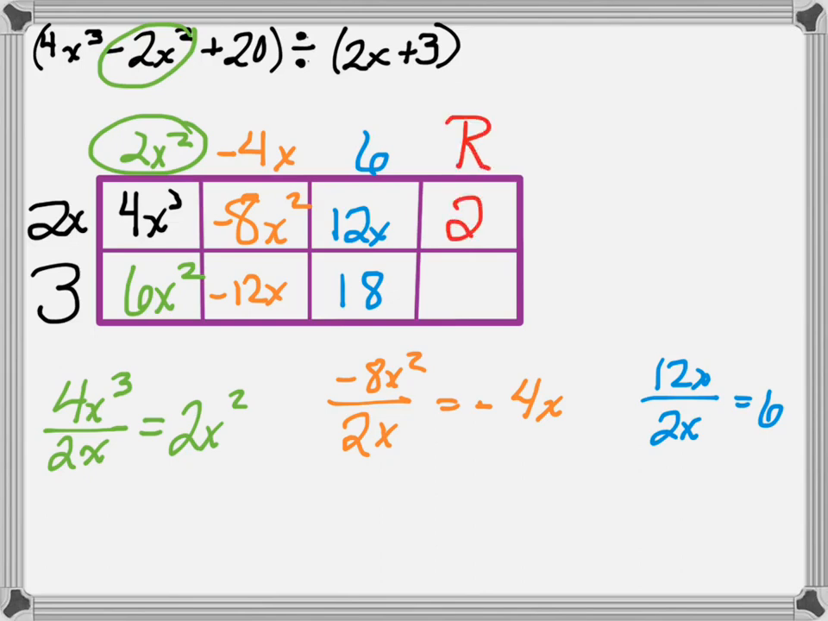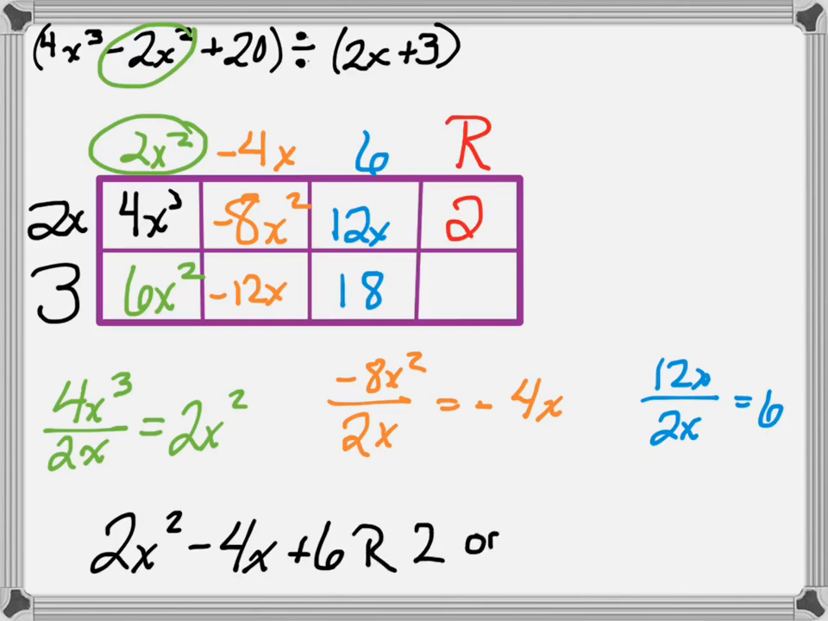This is our remainder column. In the remainder column, remember, all you have to do is complete the addition for any combinations that you need to. So you're never doing the multiplication on your remainder. So our answer is 2x squared minus 4x plus 6, remainder 2, or I can write that another way.